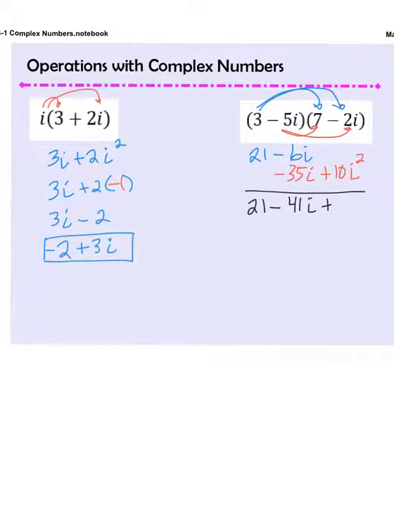Plus, and instead, actually it won't be a plus. Let's look at this value right here. It is going to change into a negative 10. Why? Because the I squared is negative 1 times 10 is negative 10. So then we've got a minus 10 here. Then 21 minus the 10 is 11 minus the 41i. And that is in proper standard form.